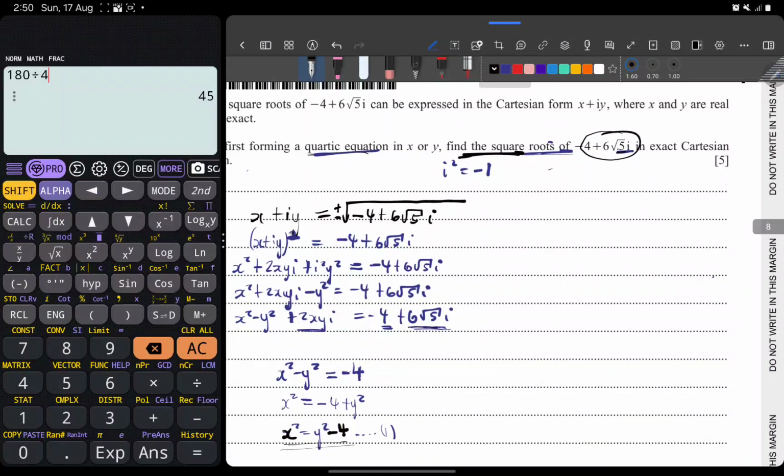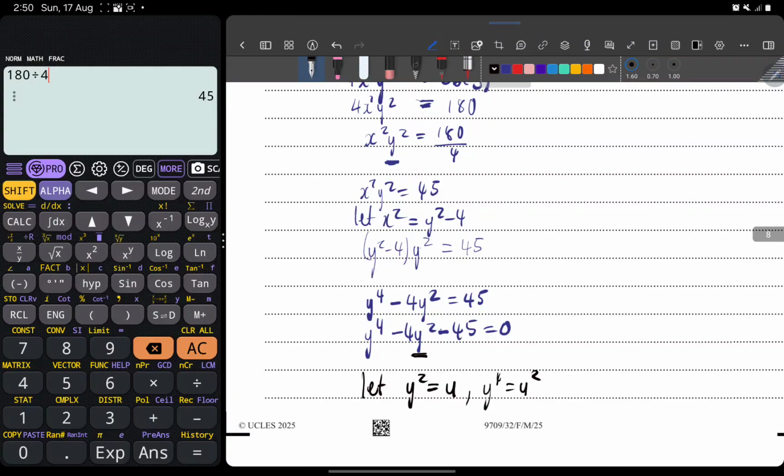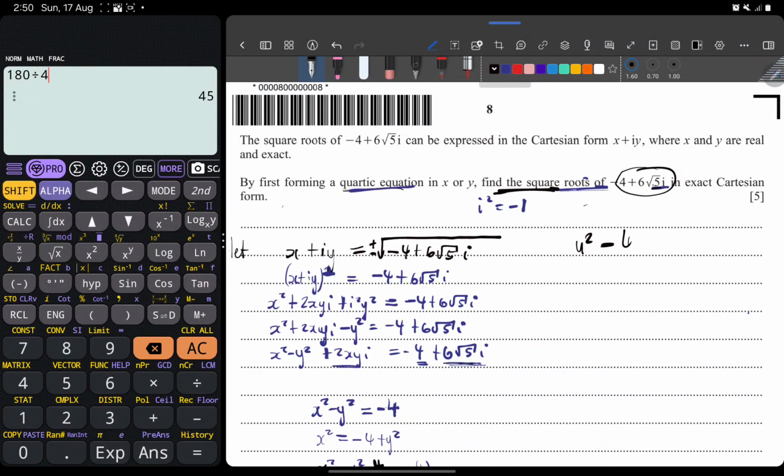Now we're going to write here. Instead of y to the fourth, we'll now say u squared minus 4u now, then minus 45. u squared minus 4u minus 45 is equal to 0. Now we are solving this quadratic equation. Let's go ahead and let's solve.